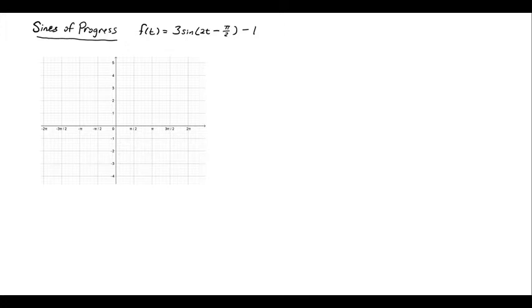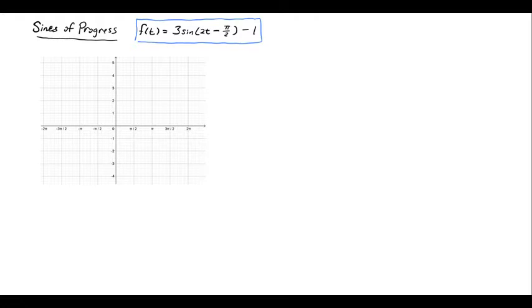So our goal in this video is going to be to graph this function right here, f of t equals 3 sine of (2t minus pi over 2), all minus 1. And I'm going to do this using a couple of different approaches, one using transformations and another one using what we know about the amplitude, midline, period, and phase shift of a trig function.